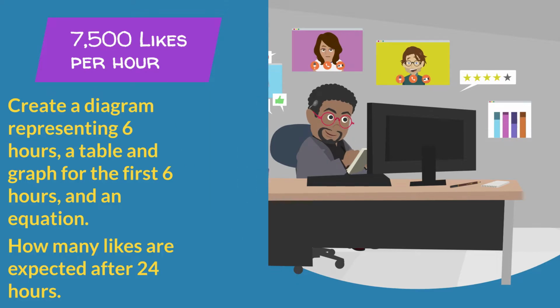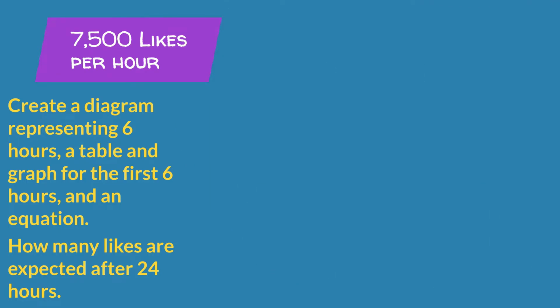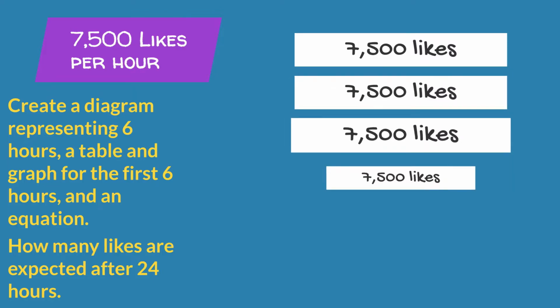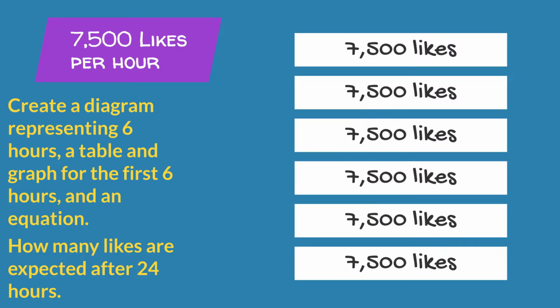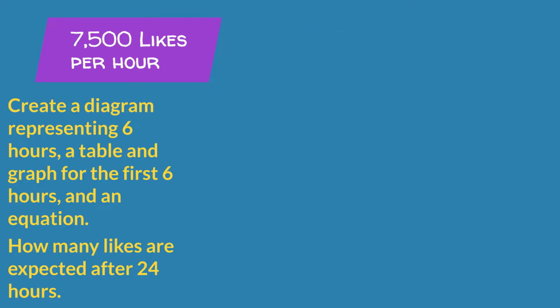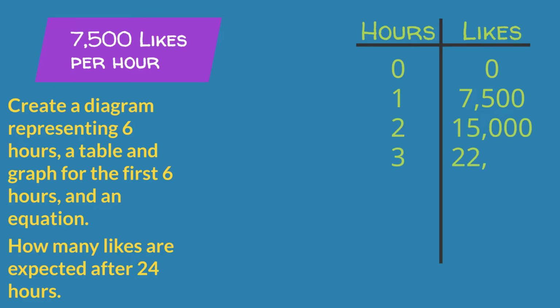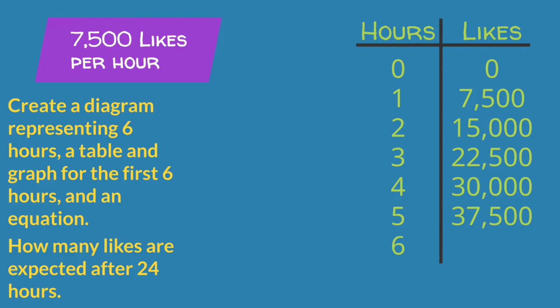I will use a bar model for the diagram. Each bar represents 7,500 likes. Because I want to know the number of likes after 6 hours, I draw 6 of these bars. I start my table by writing the two variables, hours and likes, at the top. I start at hour 0, where there were no likes yet. I add 1 to the hours column and 7,500 to the likes column. I continue this until the table contains the hours 0 to 6.